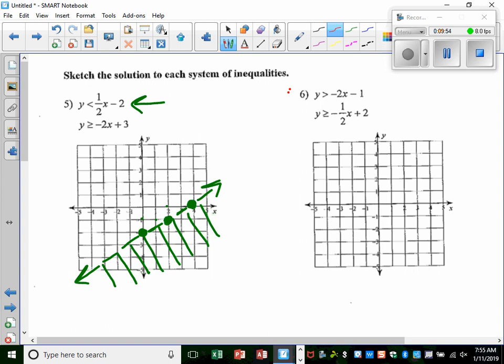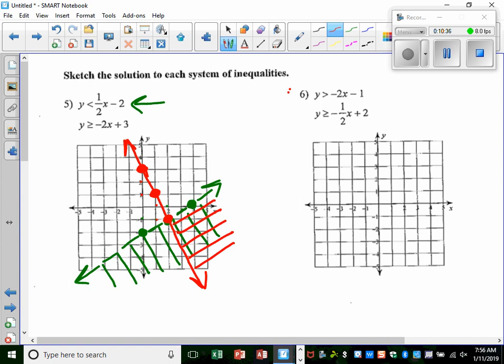So I'm going to use a different color for the second one. I'm going to start at +3. And then I'm going to go down 2 over to the right 1, down 2 over to the right 1. And this one is a solid line, because it has the equal sign under it. This is greater than, so pay attention to what I'm going to do before you start shading. This is greater than, so that means I'm shading right here, and see how you can see where the two colors are? That is the solution.